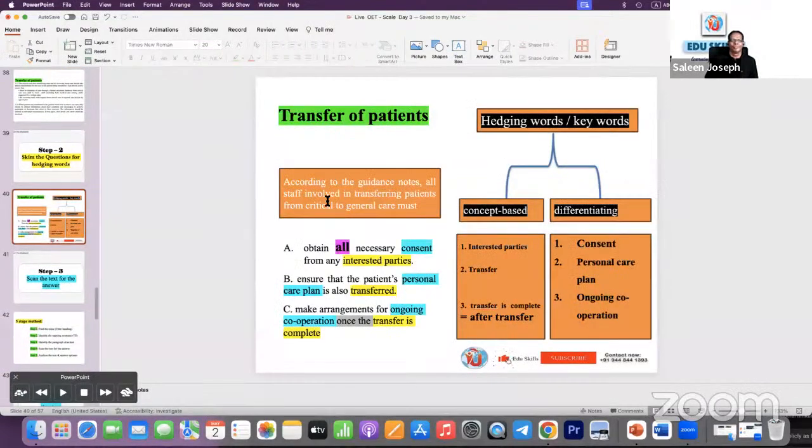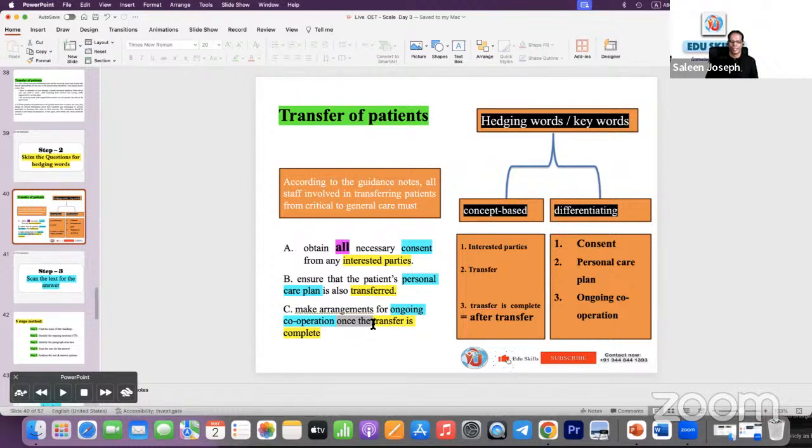Okay. See, all necessary consent, personal care plan, interested parties, concept-based. The differentiating questions can be two. Hedging words or keywords can be of two types. One is concept-based, meaning interested parties. Then transferred. The interested parties transfer. Then after transfer, transfer is complete. Differentiating are consent, personal care plan, ongoing cooperation. So these are the hedging words: consent, personal care plan, ongoing cooperation.